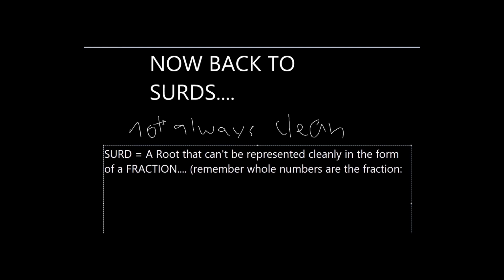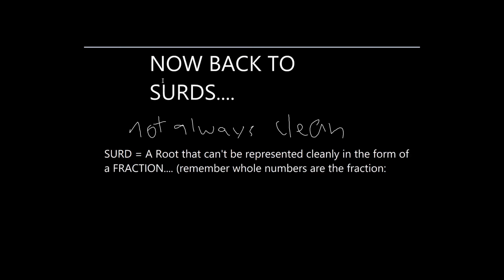Now let's try and come back to surds. So where does all of this fit in with surds? Well, so far all the examples with the roots have had a really nice output, a nice clean number, but sometimes this isn't the case. So a surd is a root, now that could be any root, a square root, cube root, 100th root, whatever, that can't be represented cleanly, usually in the form of a fraction.